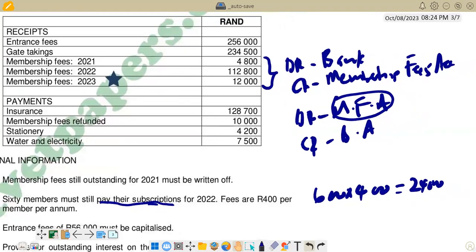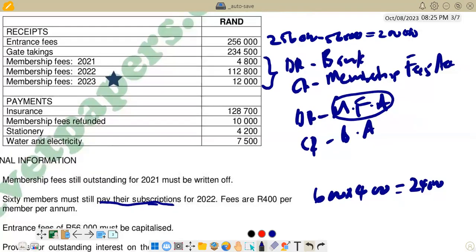So we are going to say 256,000. Then subtract that 56,000, and if you do that, you are going to get 200,000. So here you get 200,000. This 200,000 is the one that we are going to put under income.